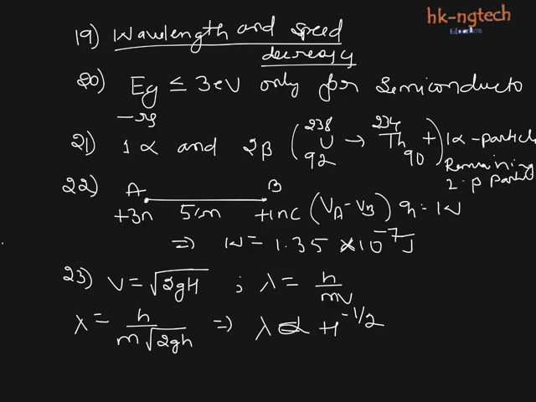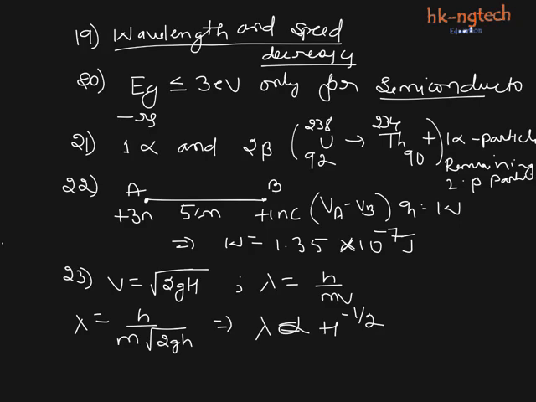20th question. The energy gap in case of which of the following is less than 3 electron volt? The options given are aluminum, iron, germanium and copper. Here aluminum, iron and copper are conductors, so obviously their energy gap must always be greater. The energy gap must be the minimum only for germanium, which is a semiconductor. So obviously germanium is the answer for that.